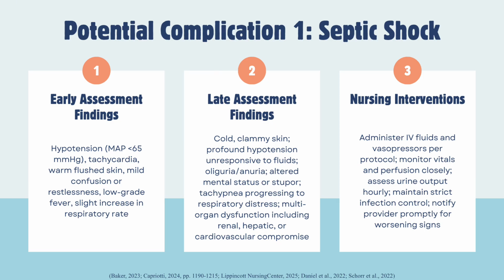Early assessment findings include hypotension with a MAP of less than 65 millimeters of mercury, tachycardia, warm flushed skin, mild confusion or restlessness, low-grade fever, and a mild increase in respiratory rate.